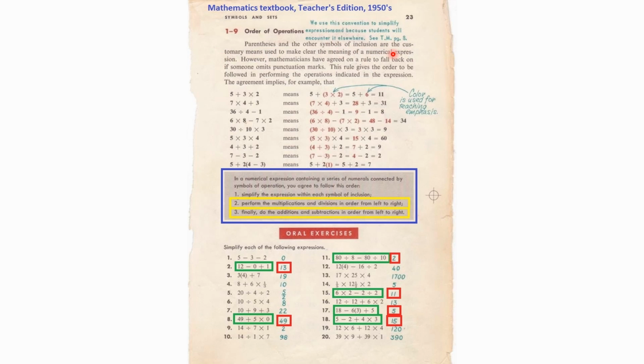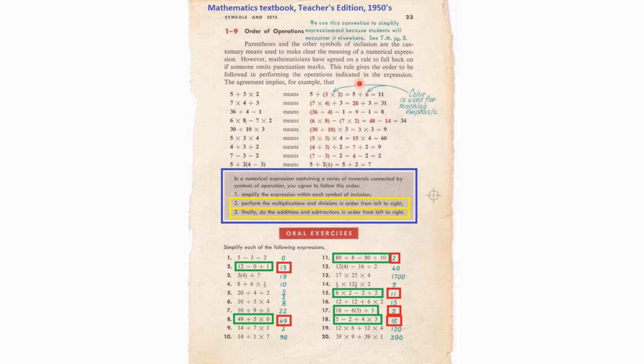Parentheses and other symbols of inclusion are the customary means used to make clear the meaning of a numerical expression. This is where people get confused. However, mathematicians have agreed on a rule to fall back on if someone omits punctuation marks, such as parentheses or brackets. This rule gives the order to be followed in performing the operations indicated in the expression.